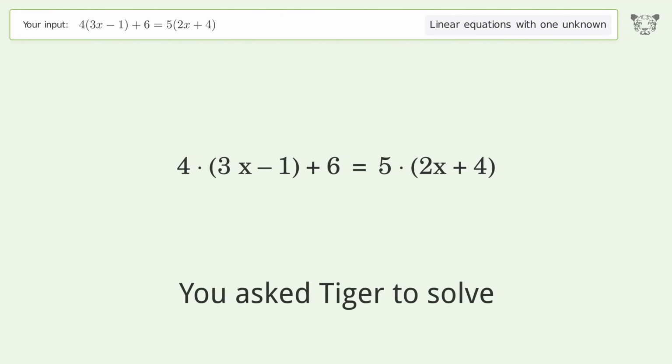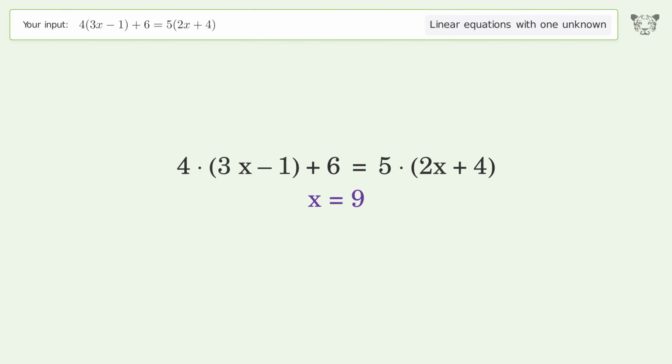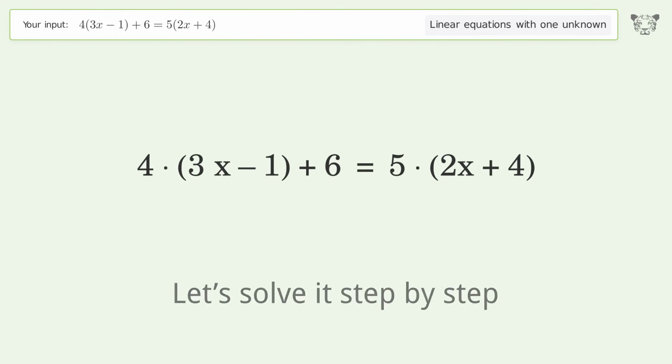You ask Tiger to solve this. This deals with linear equations with one unknown. The final result is x equals 9. Let's solve it step by step.